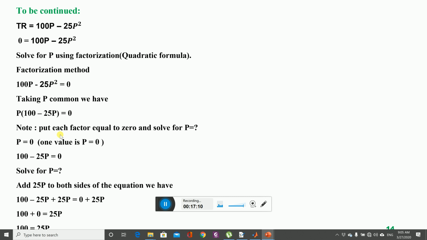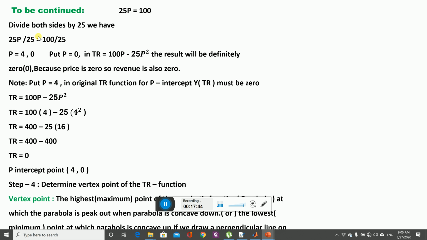Now to find the value of p, we have to put each factor separately equal to 0 and solve for p. So the first one, p is equal to 0, there is no need to solve. And the next one, 100 minus 25p, we put equal to 0 and solve for p. We add 25p to both sides of the equation. We have 100 minus 25p plus 25p is equal to 0 plus 25p. So 25p cancels out, here remaining 0, and 100 is equal to 25p. Now we divide both sides by 25. We have 25p divided by 25, 100 divided by 25. So we find p is equal to 4.